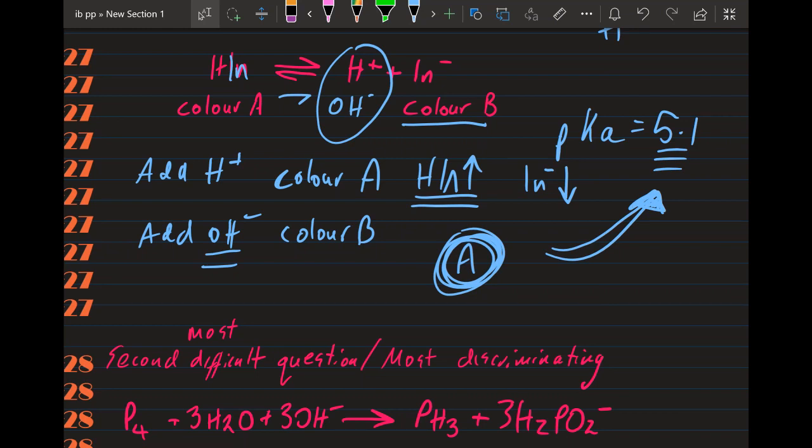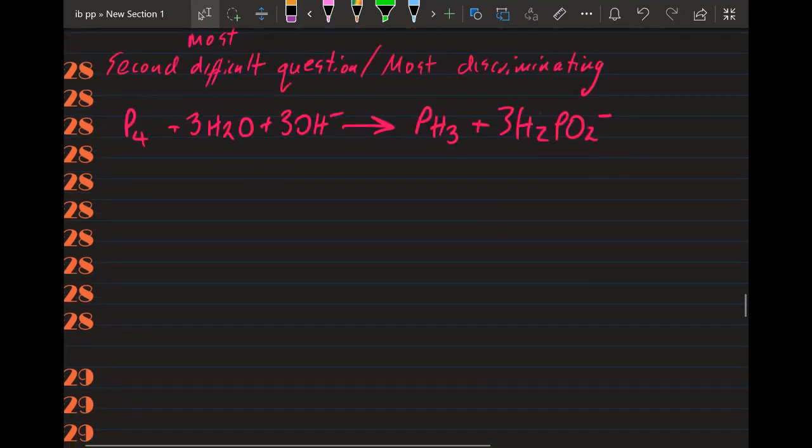All right then, the second most difficult question and the most discriminating question. If you can get this right, only the smarty pants can get this right. I wasn't really sure why this one was so tricky. I found others a lot more tricky. So it just wants to know the oxidizing agent and reducing agent.